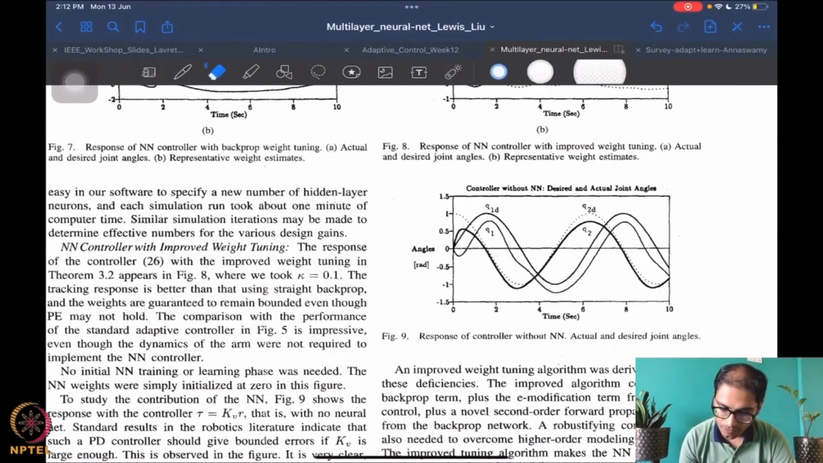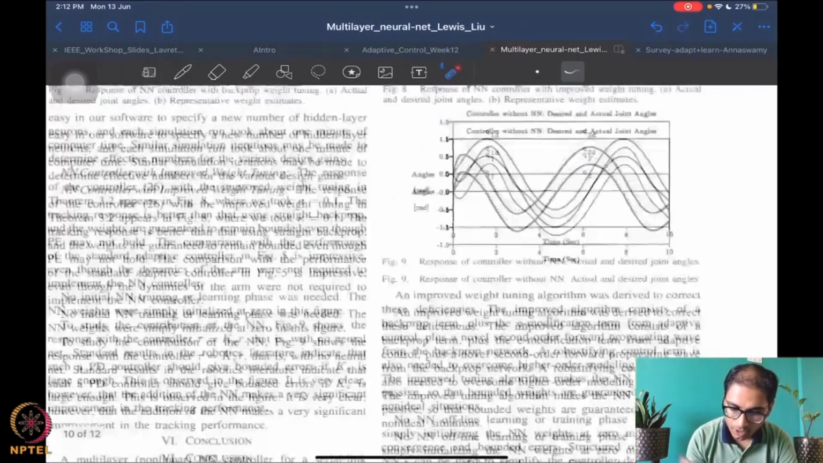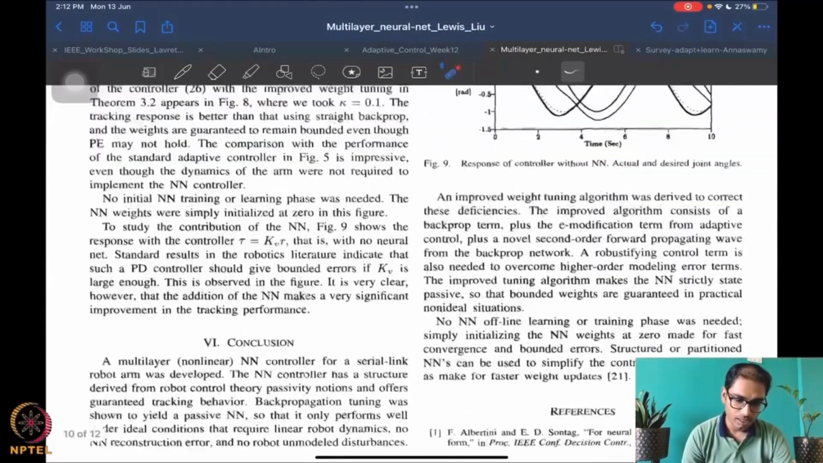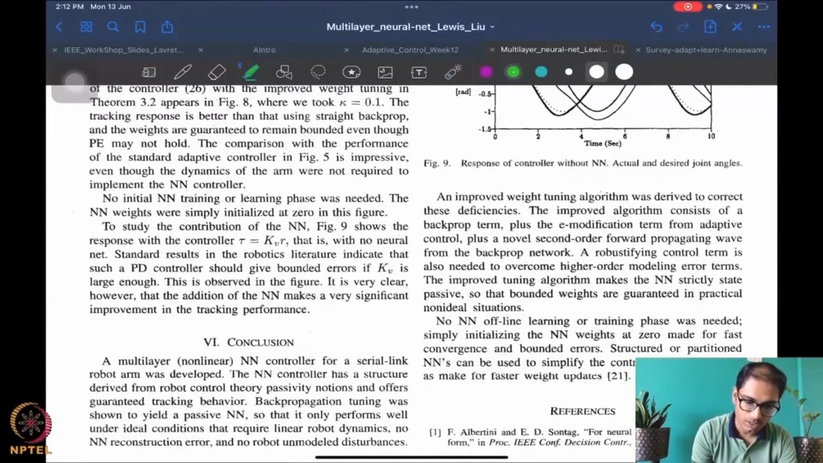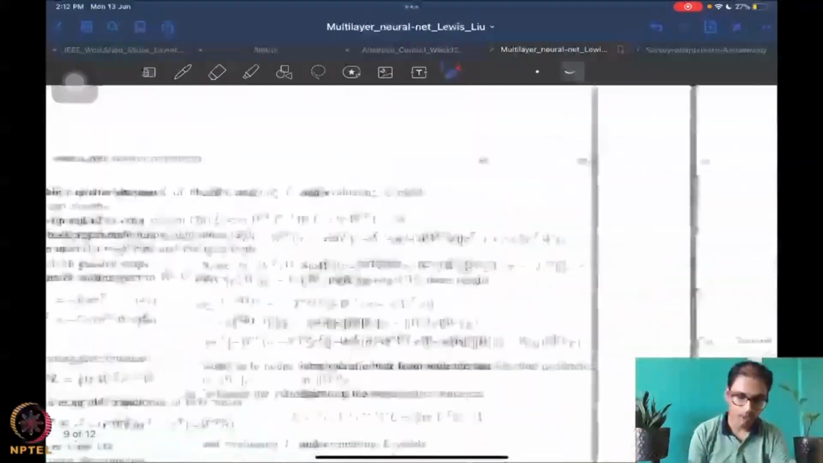And of course we see the controller performance with and without the neural networks, so that of course is not matching at all, as you can see. So that's what this is highlighting. To study the contribution of the neural network, figure 9 shows the response of the controller with no neural network, and standard results in robotics indicate PD control should give bounded errors if KV is large enough. This is observed. It is, however, clear that the addition of the neural networks has made a significant improvement in the tracking performance. All right, so this is the idea, right?